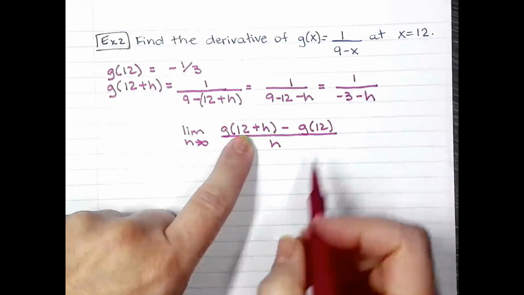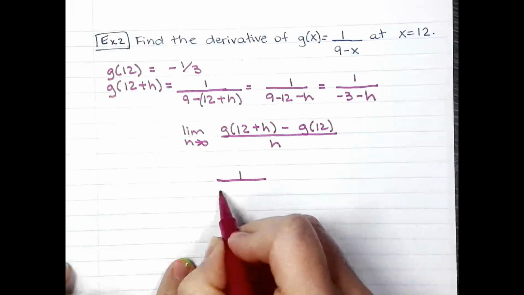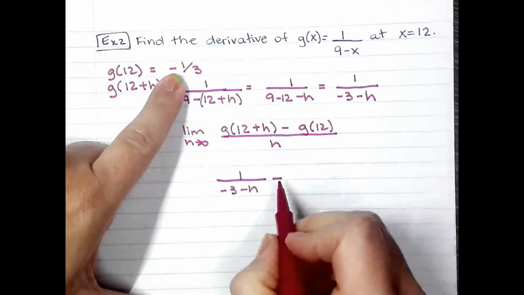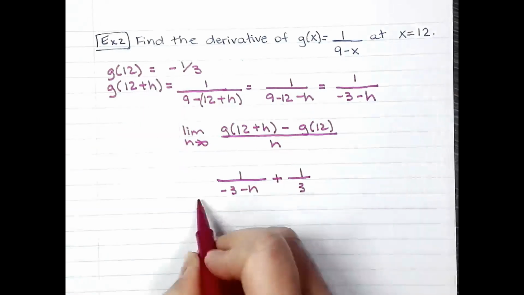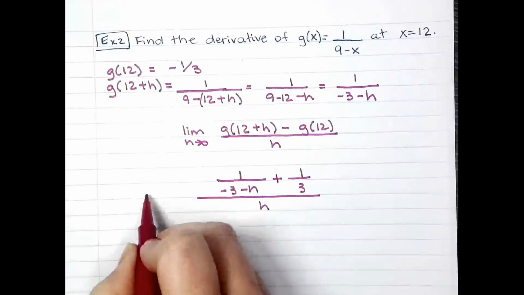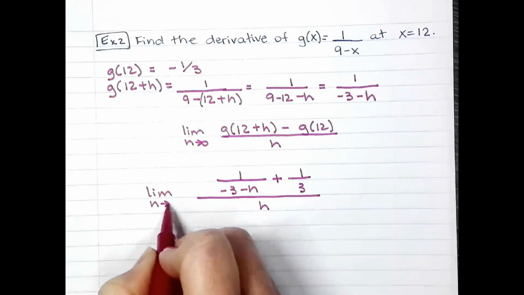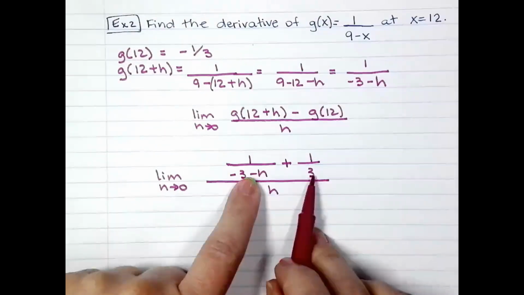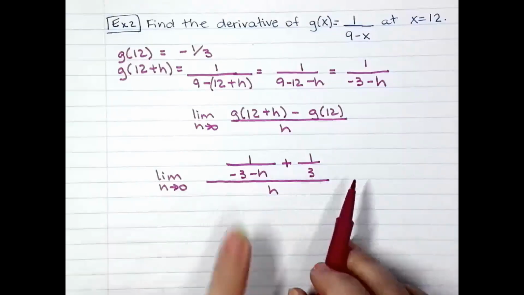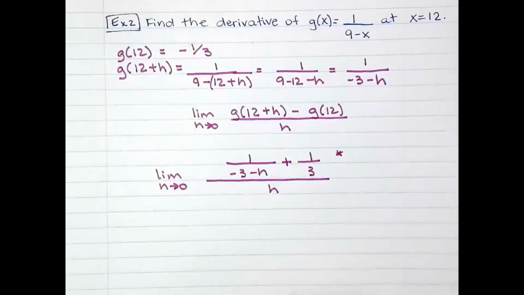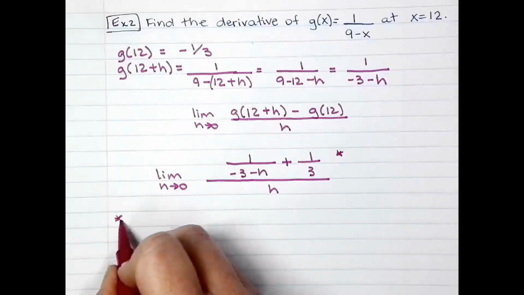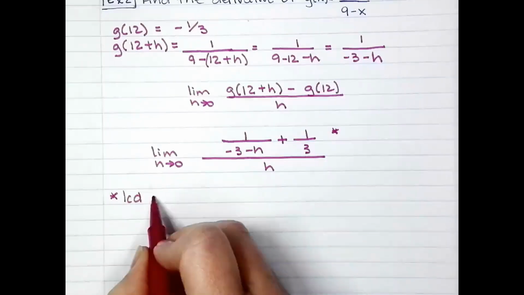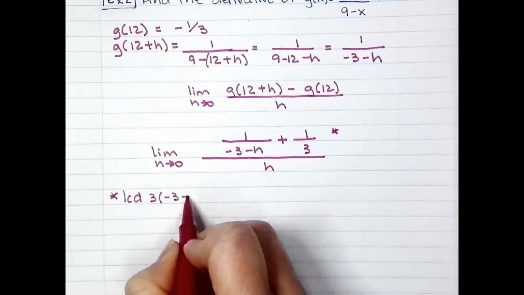Okay, so here I have this fraction. So it's 1 over negative 3 minus h minus g of 12 is negative 1/3. So two negatives make a positive right there. Everything over h. Oh yeah, limit as h approaches 0. Okay, now here I need to add, but the denominators are not the same, so I have to find the LCD. So I'm going to do all this work right here off to the side. So LCD is 3 times negative 3 minus h.